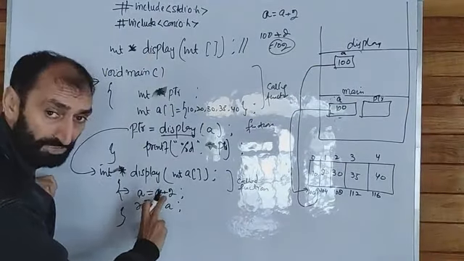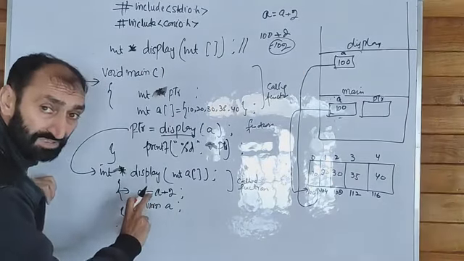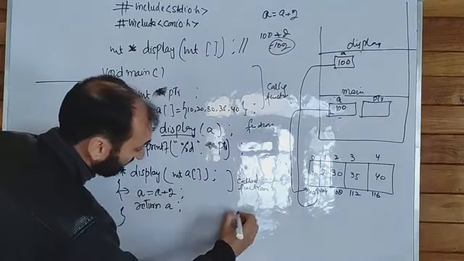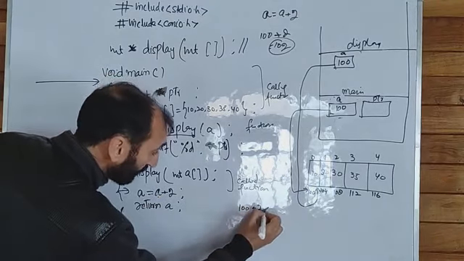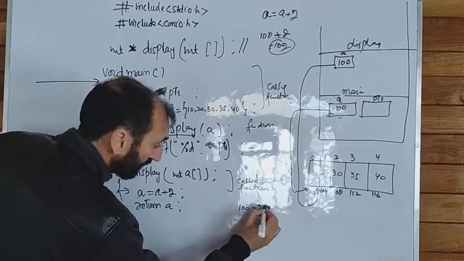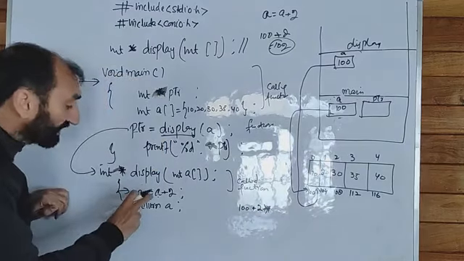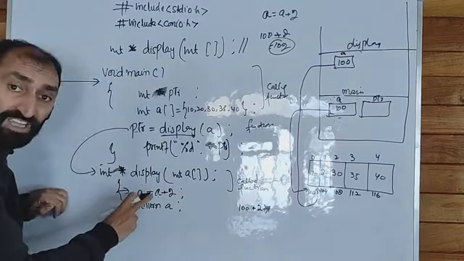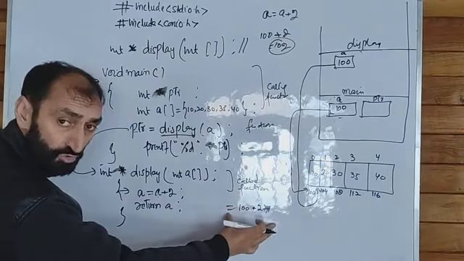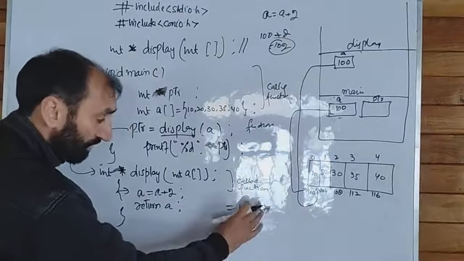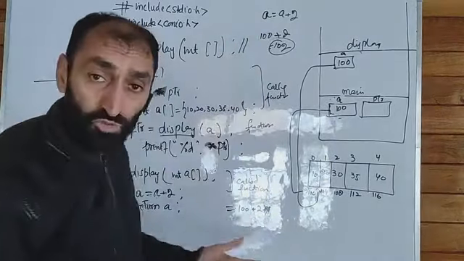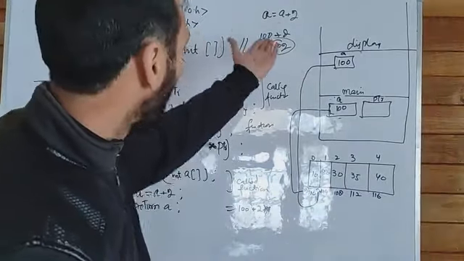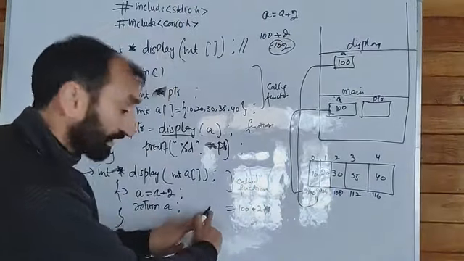Here, A equal to A plus 2. That means A equal to A, which contains 100, plus 2 into the size of the data type. What is the data type here? The data type is int. This formula is going to be followed for this calculation. In ordinary arithmetic it would be 100 plus 2, 102, but here the pointer arithmetic takes place.